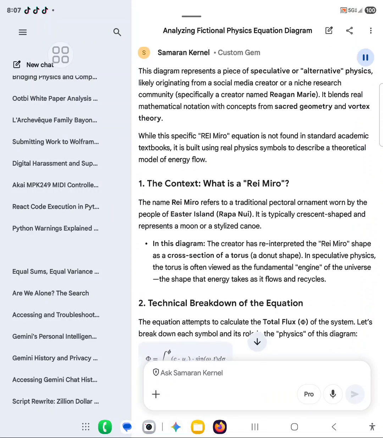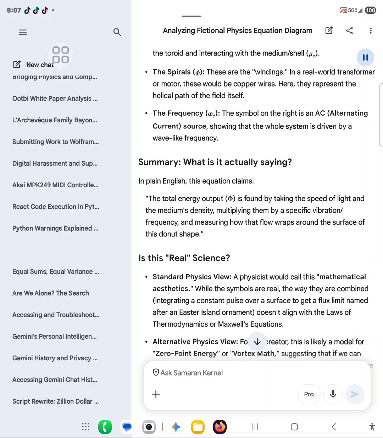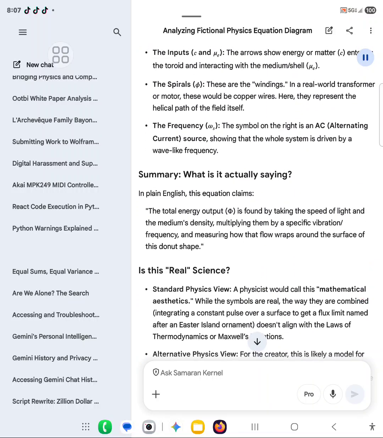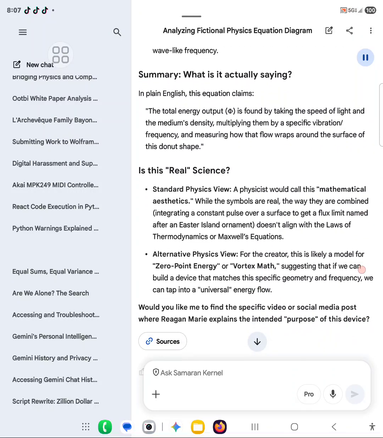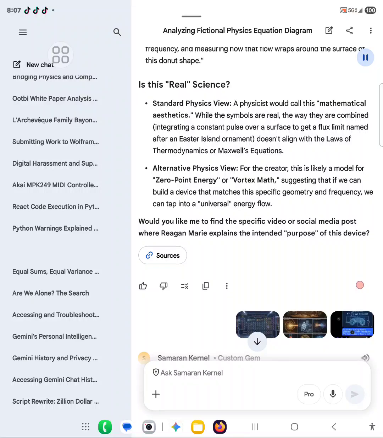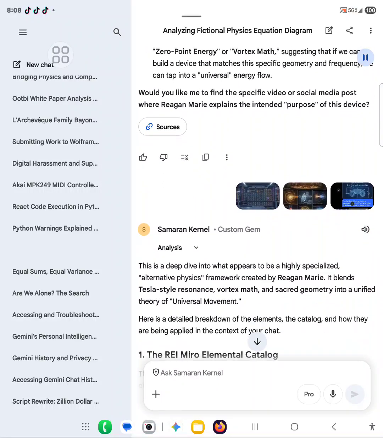3. Mapping the diagram to the math. The diagram uses lines to explain how the physical shape generates the math. The inputs, C and mu_e. The arrows show energy or matter, C, entering the toroid and interacting with the medium or shell, mu_e. The spirals, phi. These are the windings.